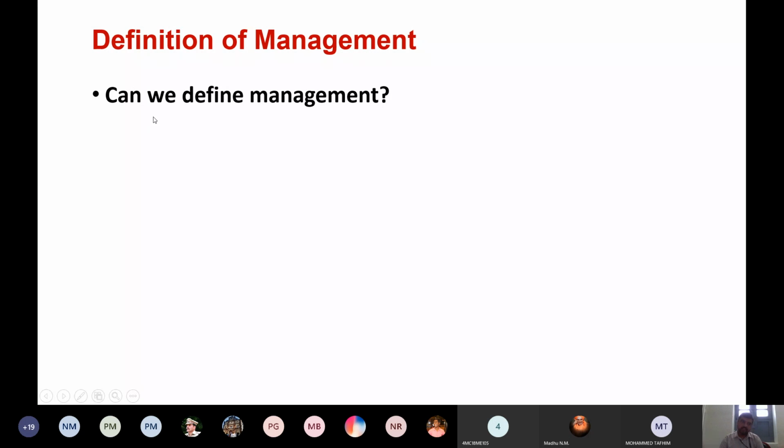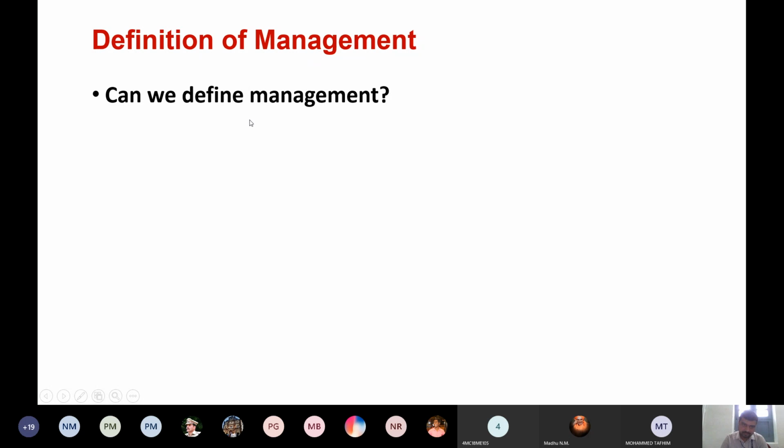Okay. So we can define management, but the question is, will all accept that definition of management? Many experts have already defined management, but those definitions are not accepted universally. So in summary, there is no universally accepted definition of management, but there are definitions.